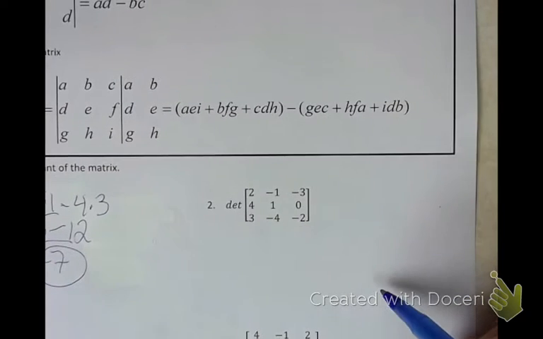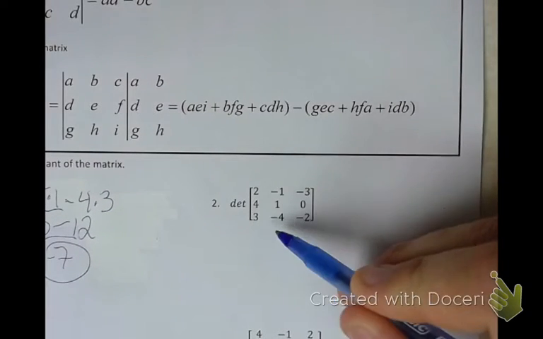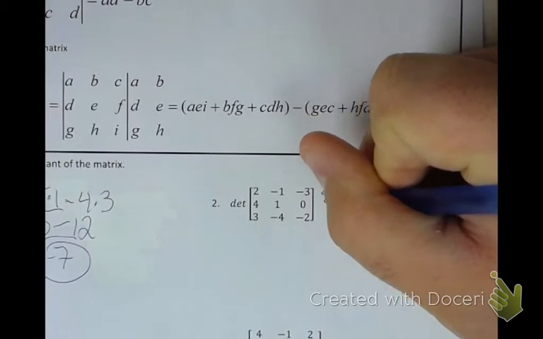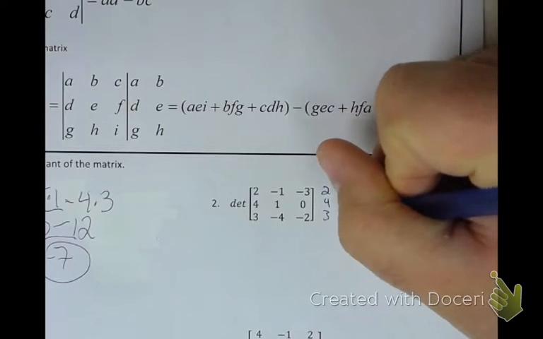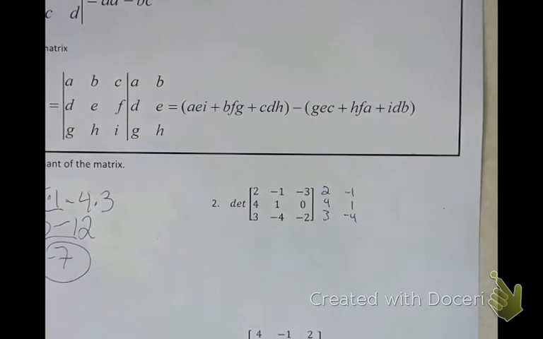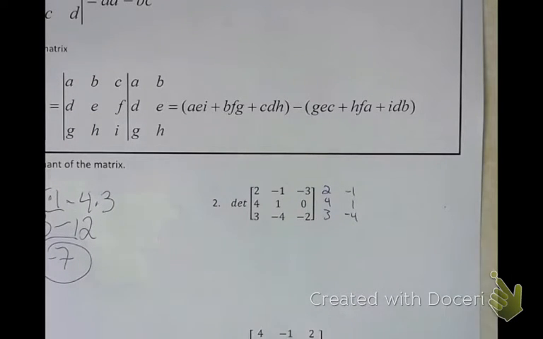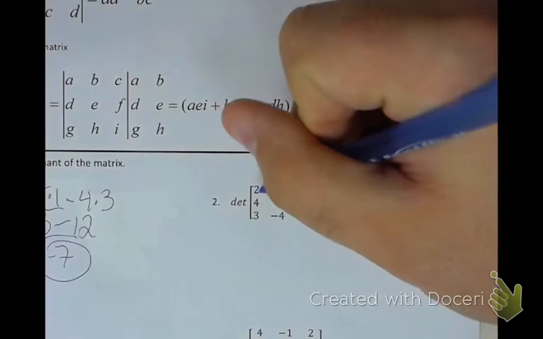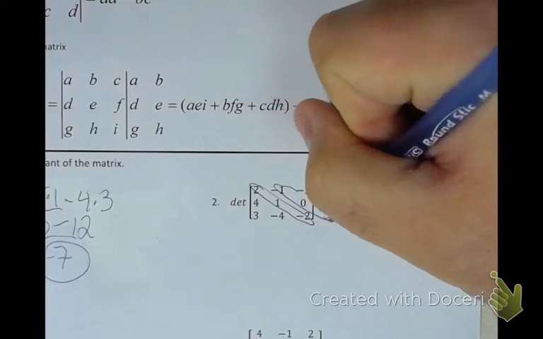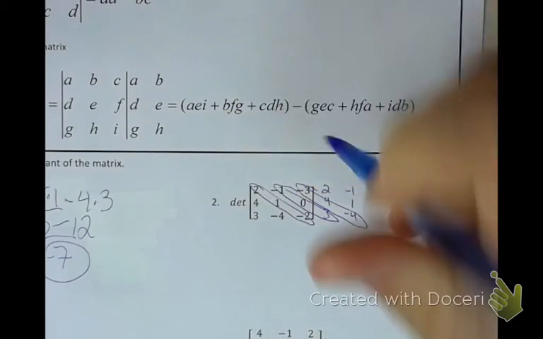The way that we're going to do it is we're going to take the first two columns and rewrite them on the outside. So 2, 4, 3, -1, 1, -4. We're going to copy those. So in order to get the determinant by hand, all we need to do, and I say all, but there's 6 of these that we have to do. We have to go ahead and find the products of all the diagonals that account for all the different values we're going to need.